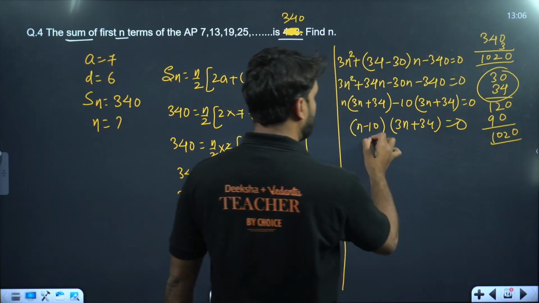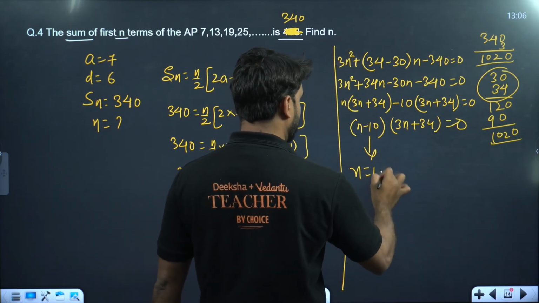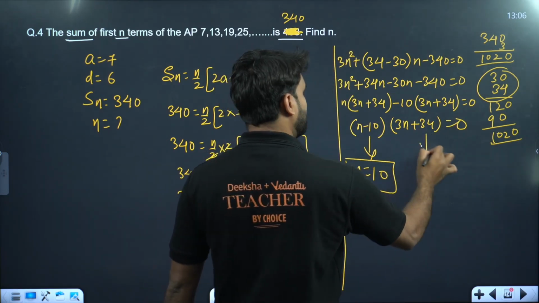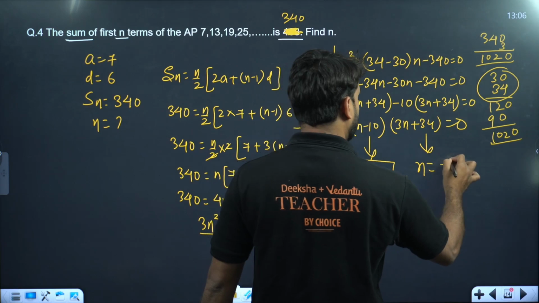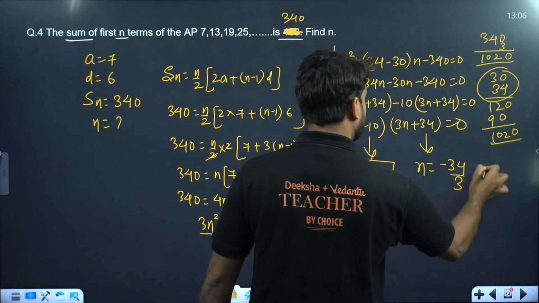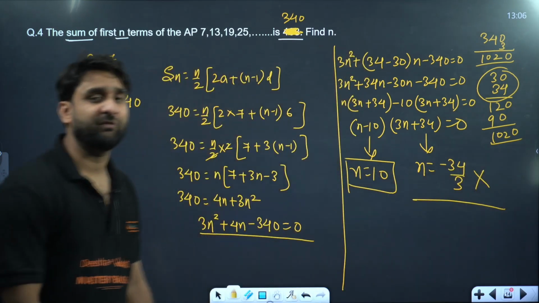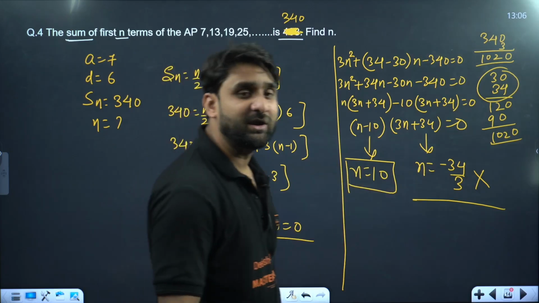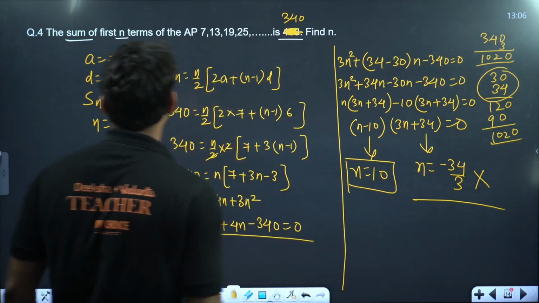So on writing this as equal to 0, we have n is equal to 10, and on writing this bracket equal to 0, n will be equal to minus 34 by 3, which will not be possible because n can't be fractional and negative. n is coming negative and fraction also, so n is equal to 10. So this is all about it.